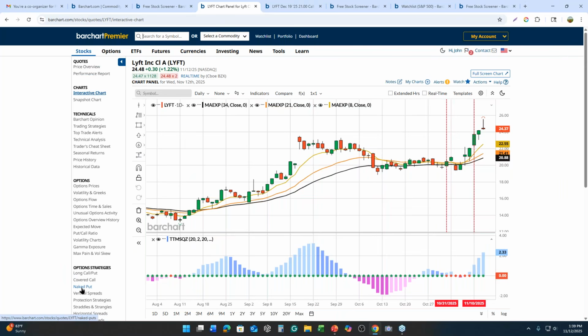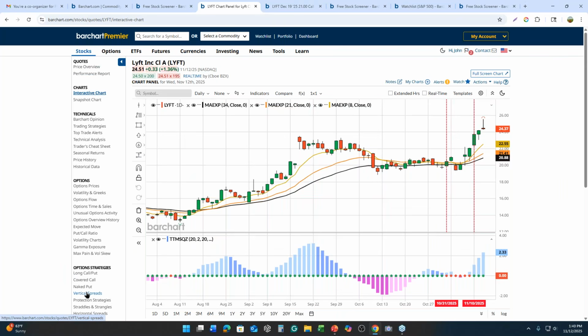In other words, knowing that the squeeze is going to only happen for about 8 to 10 days, we probably want to be 2 weeks to our DTE, or days to expiration. And if I want to limit my risk, for instance, not selling a naked put, I could do something called a vertical spread.